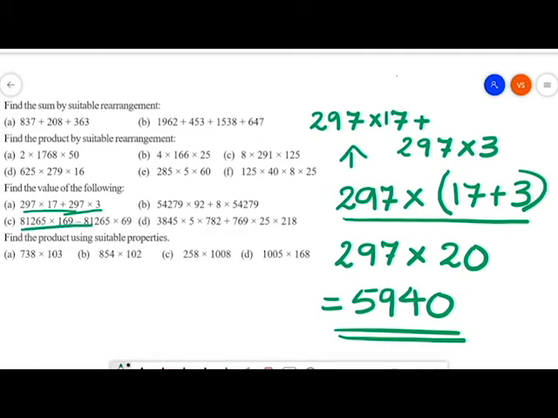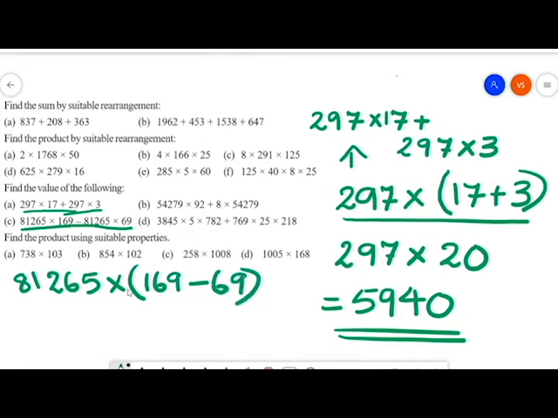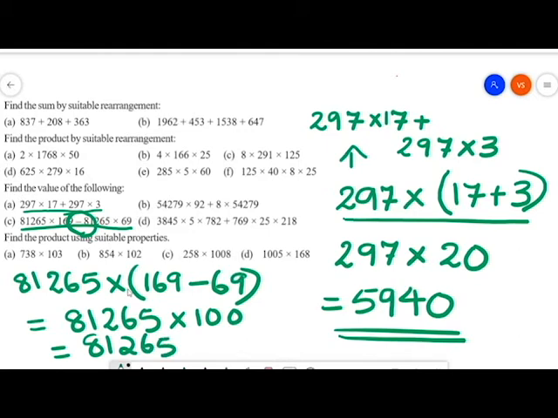And here also you can apply the distributive property. We'll rearrange it in this way: 8, 1, 2, 6, 5. That is common, so we are taking it out, and 169 minus 69. Why? Because here you can see it is subtraction. And now it becomes 265 into 100, and the answer is 81,26,500.